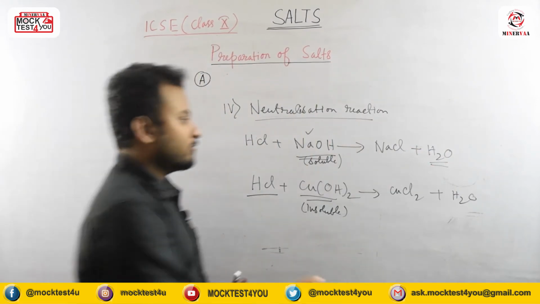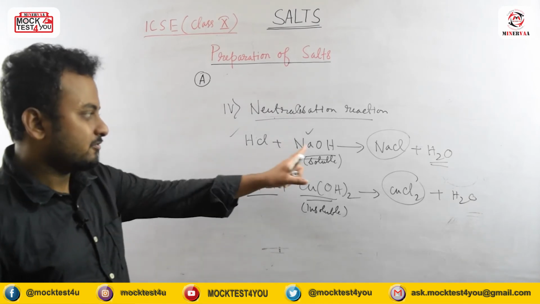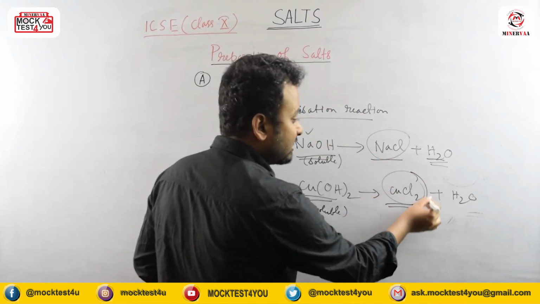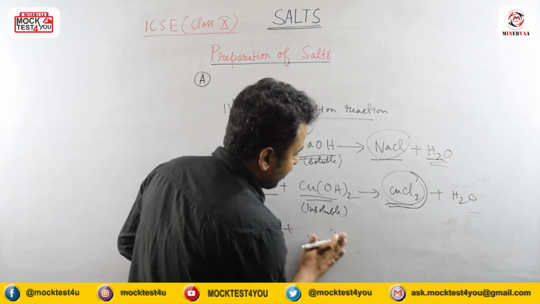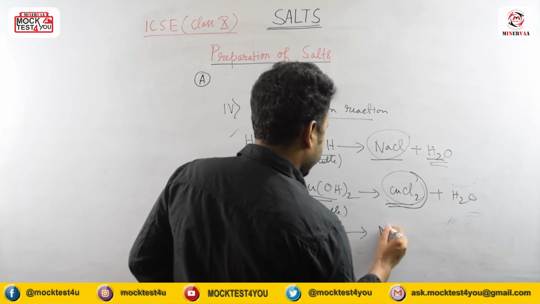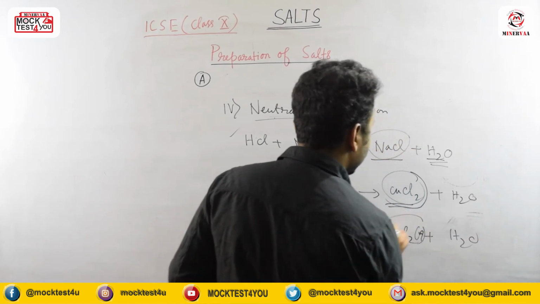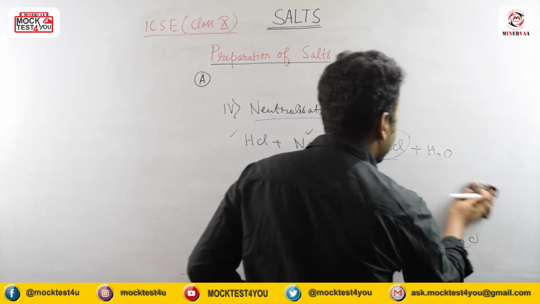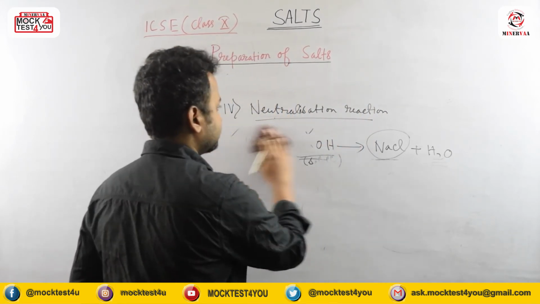So what is our target here? We have to prepare soluble salts. So this method can be used by neutralization reaction, where an acid can react with a soluble base or an insoluble base to produce salt and water. Another example can be like this: MgO, magnesium oxide. This is also an insoluble base. What we will get? MgCl2 plus H2O. We are getting a soluble salt, preparation of soluble salt, right? So by neutralization reaction, acid can react with either a soluble or insoluble base to produce a soluble salt and water, right?